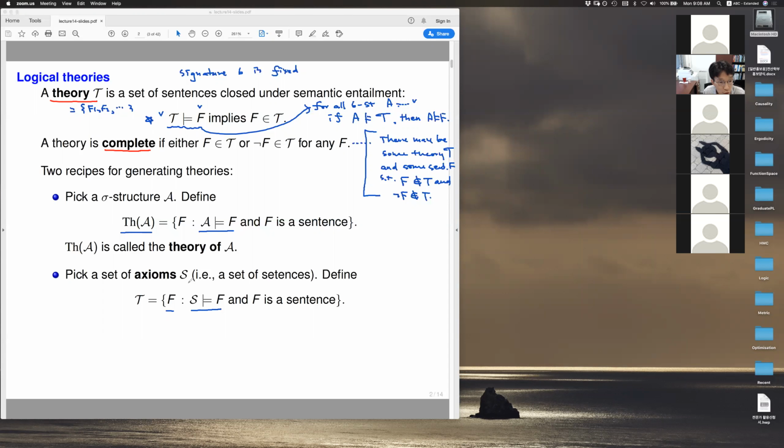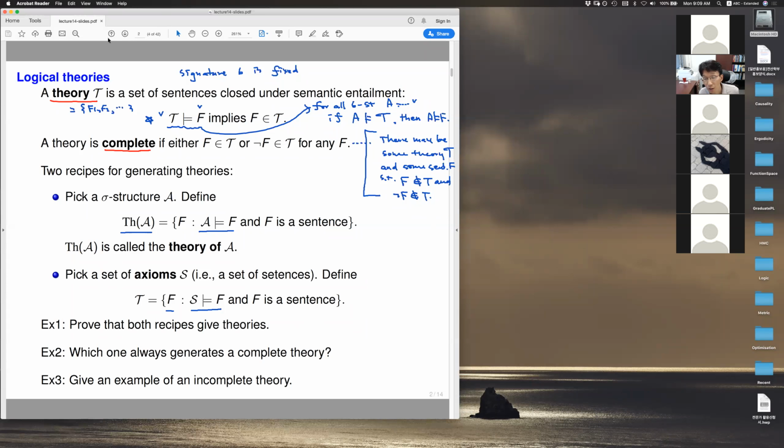Okay, so now here are some exercises I want you to solve. Here are three exercises. I will give you 5 minutes to think about these three exercises. The first exercise is, first prove that both recipes always give theories. Okay, a theory is not just a set of sentences. It's a set of sentences closed under semantic entailment. So prove that whenever we define a theory using the first recipe or the second recipe, they are both closed under semantic entailment.